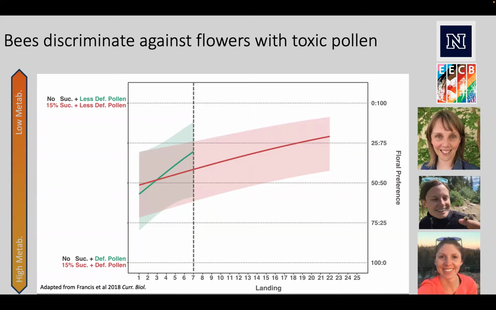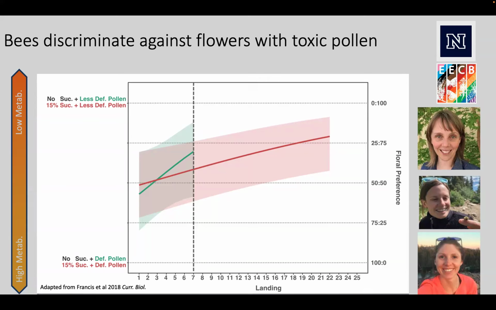And what you can see over the course of the bout is that bees are shifting their preference. They start out, when they come into the chamber naive, evenly selecting both plants. They don't have any preference for defended pollen or not defended pollen. But even within 20 landings, so very quickly, in the first 20 samplings, they're almost 3/4 of the time going to the plant without chemical defenses.